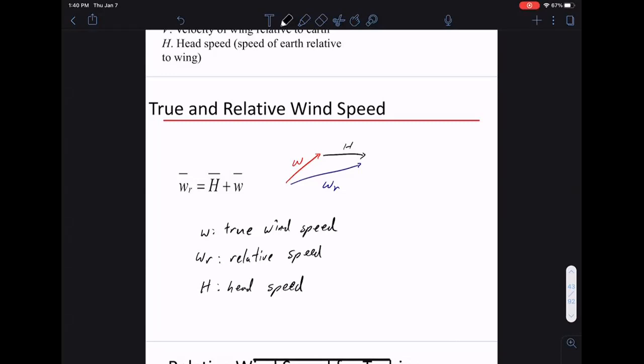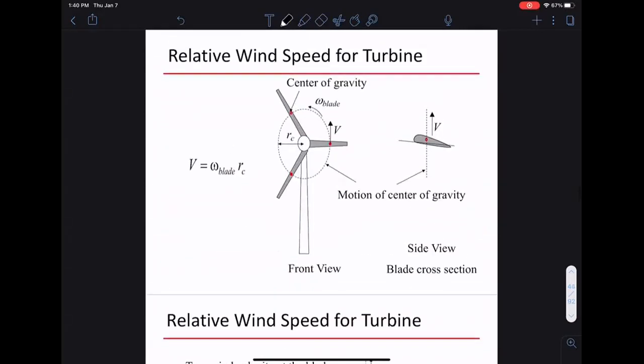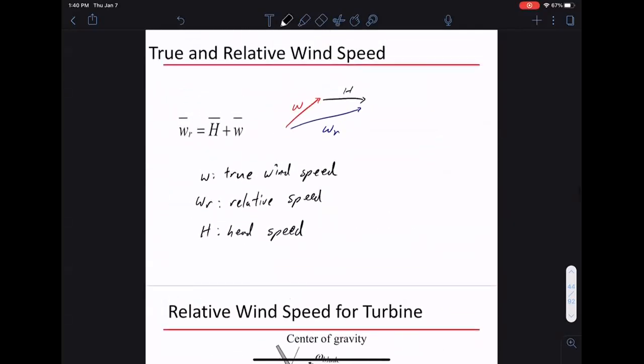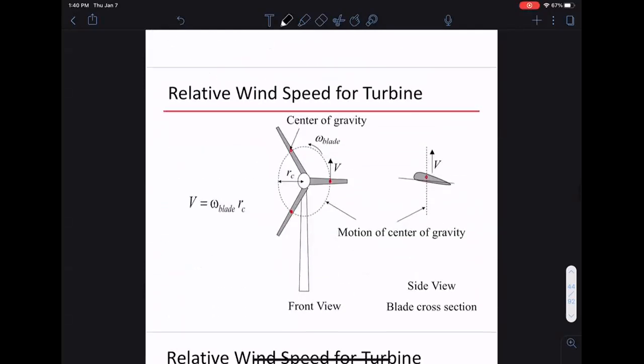So this is the vector addition we have. Then if you look at this for a wind turbine, the idea is if you look at how the turbine is turning, it's always rotating in the same plane. So this h we have is quite constrained if you look at the relative wind speed to a turbine. Because if you have an airplane, then this h can be sort of three-dimensional and arbitrary.